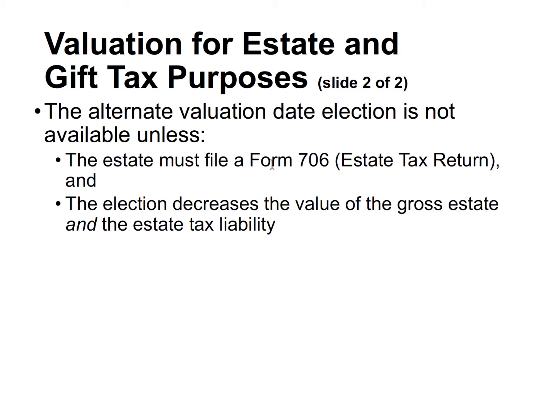So the Form 706 is the form that we use for estate tax. The Form 709 is for gift tax, just so you know. So keep that in mind. And again, if you're going to do that, you're going to make the election for the alternative valuation date. So you're not going to do it at the date of death, you're going to do another date. You've got to make sure you make that election.